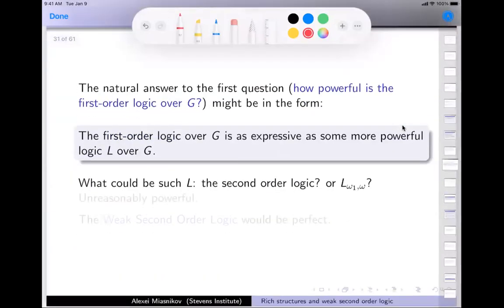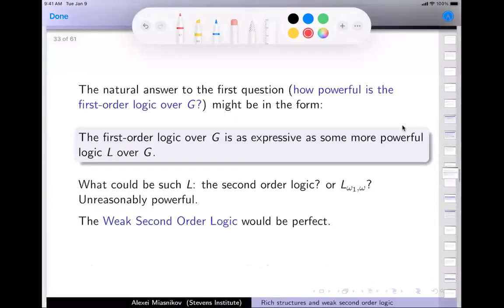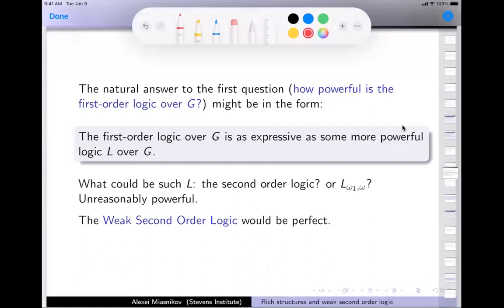So a reasonable way to express it would be: you can say the first order logic in G is as expressive as some more powerful logic L over G. For example, you can say it's as powerful as the second order logic, or L omega 1 omega. That would be unreasonably powerful. But what is reasonable to ask: can it be as powerful as a weak second order logic? Actually, this logic would be perfect, because whatever you want to describe, weak second order logic in most cases will suffice. The formulas are constructive enough and it's very powerful. So it's not just arbitrary second order logic, which is too powerful.